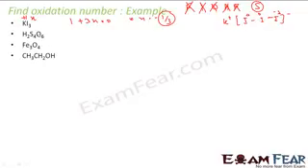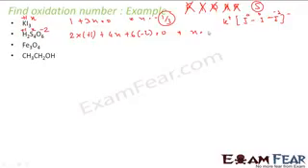Correct? Similarly, H2S4O6, let's find the oxidation state. Let's apply the same formula. F, we can't apply. Ion, we can't apply because it's not an ion. O, yes, we can apply O. This becomes -2. H, yes, we can apply +1. We have sulfur pending, so we'll take it as x. So let's find it: 2 into +1 for hydrogen, plus 4x for sulfur, plus 6 into -2 for oxygen is equal to 0. If we solve this, we get x equals 10 by 4, that is 2.5. You see here also it's fractional, right?